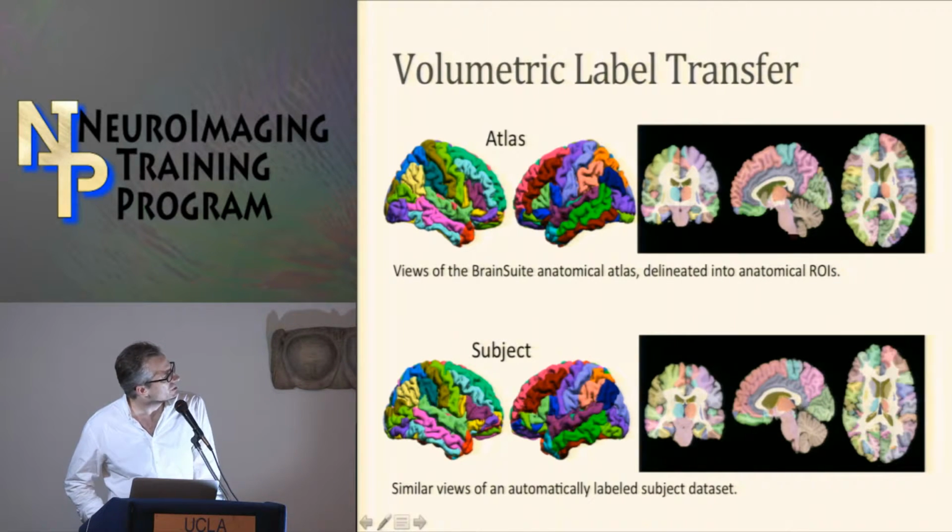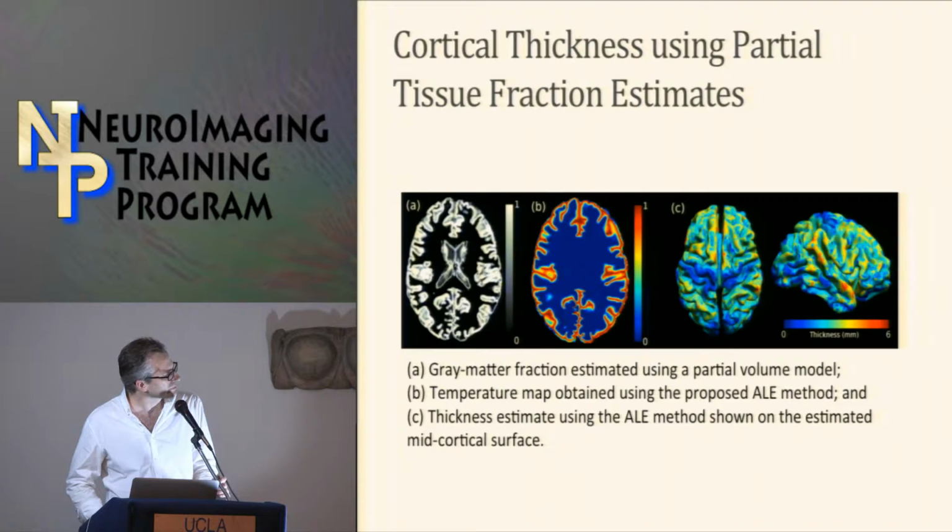And so this is an example of where we've done the volume label transfer. We have the atlas with the surface labels as well as the volume labels, and they've been mapped nicely onto the subject. That's essentially how the labeling component of the software works. And then another component of the software is also an improved method for measuring cortical thickness.